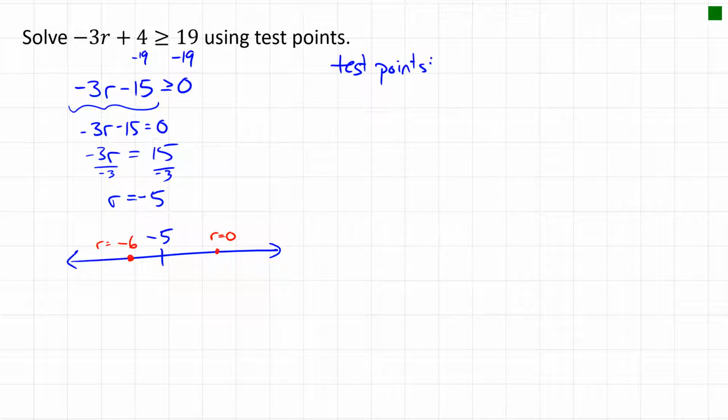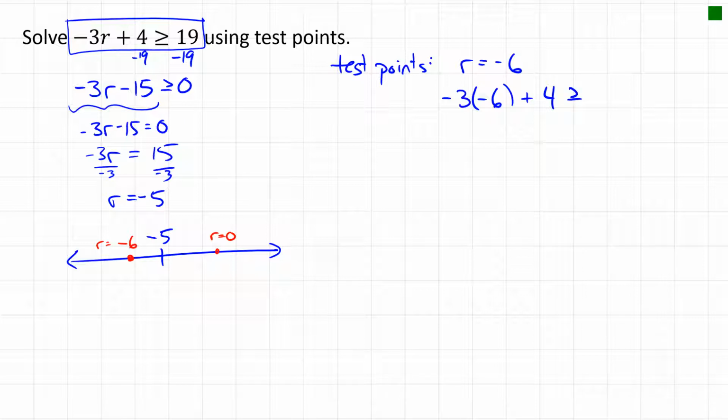Now we test those 2 points. We'll test r equals negative 6 first, and we always test it back in the original inequality. So negative 3 times negative 6 plus 4, is that greater than or equal to 19? Negative 3 times negative 6 is positive 18, plus 4 is 22. And that is, in fact, greater than or equal to 19. So this side of the region is true.